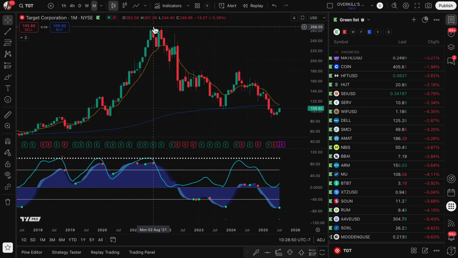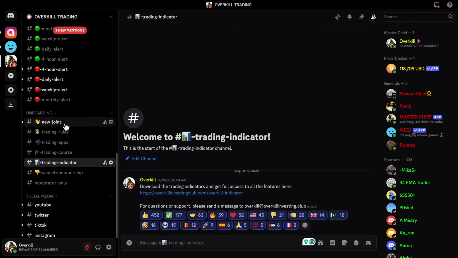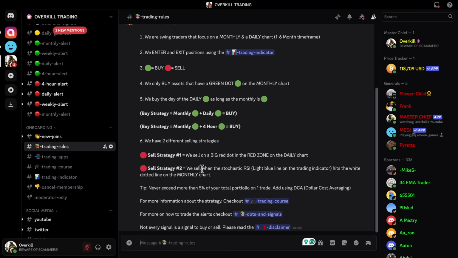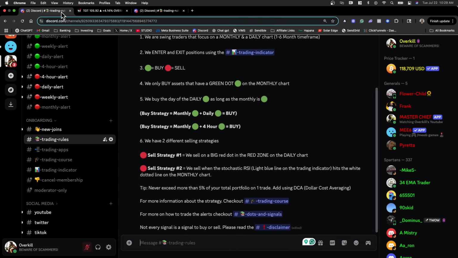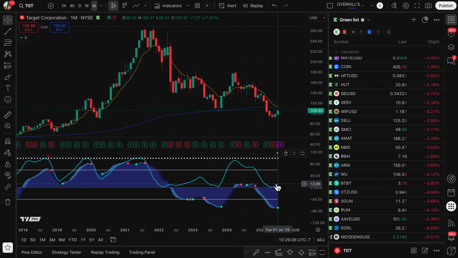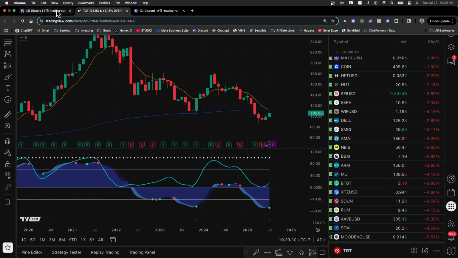Sometimes stuff goes up for a longer time than that, but yeah, that's sell strategy number one. So sell strategy number two is that we sell when the stochastic RSI, that is the light blue line on the trading indicator, comes up here and touches the white dotted line. That is sell strategy number two.